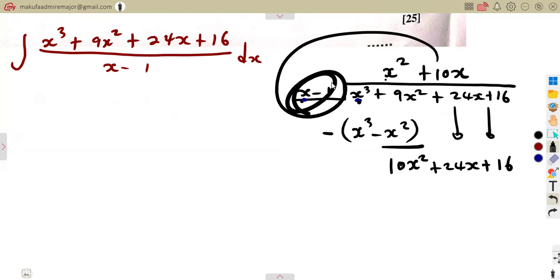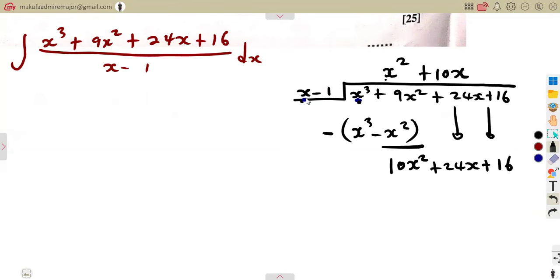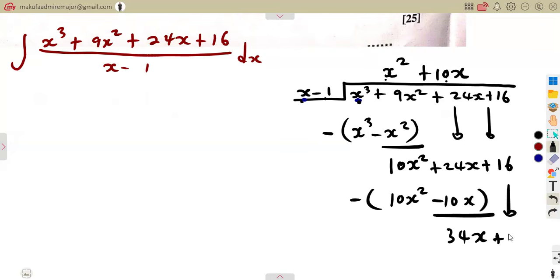It multiplies everything here. 10x and x, that's 10x squared. 10x and minus 1, minus 10x. We subtract. That's a 0 here. 24 minus minus. So we've got minus, minus, that's a plus. So it's 24 plus 10, which is 34. We drop what is remaining.